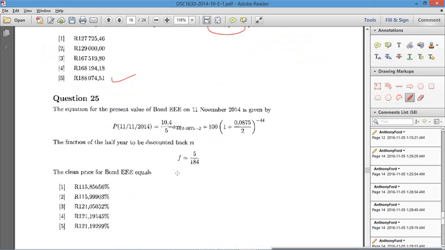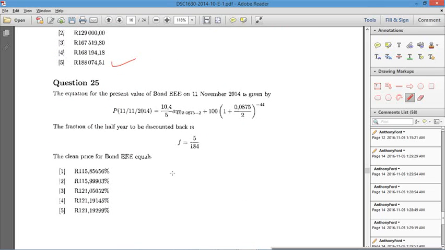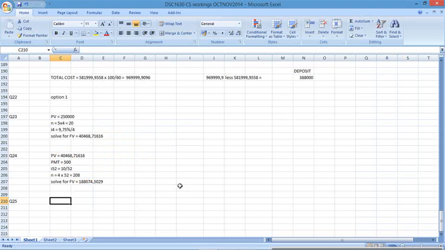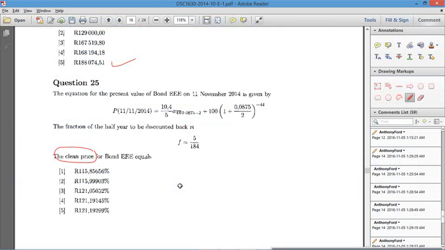Okay guys, question 25. Alright, so here's a bond question. They want to know what the clean price is. Okay, so we know what clean price is. Remember, clean price is what? All-in minus the accrued interest. Okay, so I've been given the all-in price. There's the all-in price. I'm just going to have to substitute all those values into my calculator and get an answer.